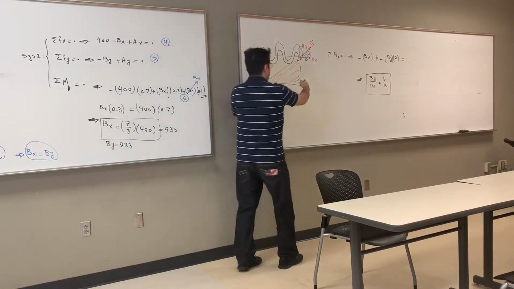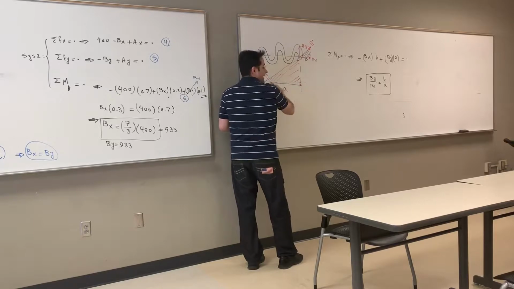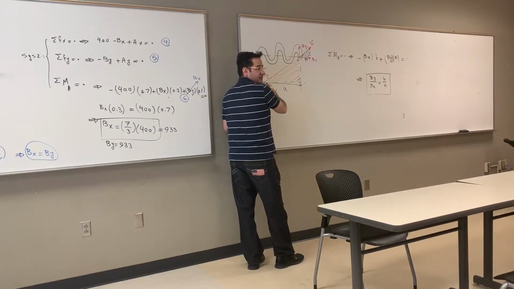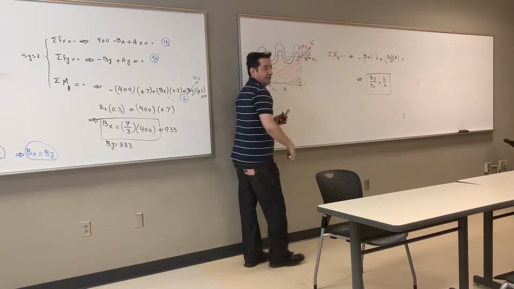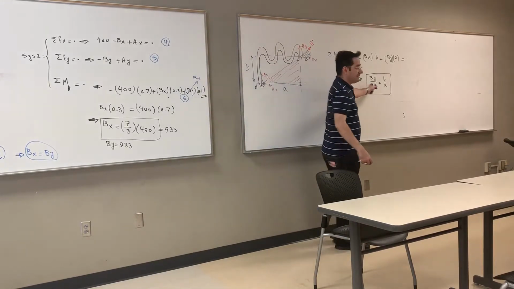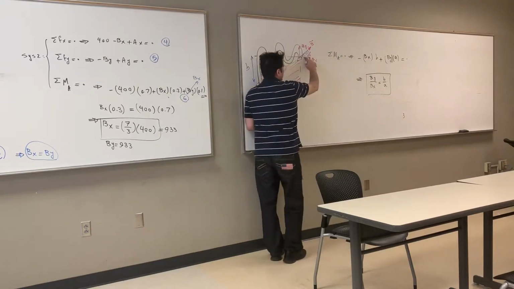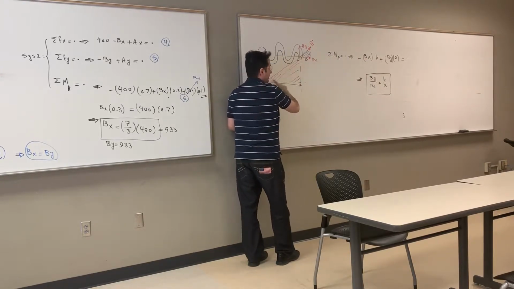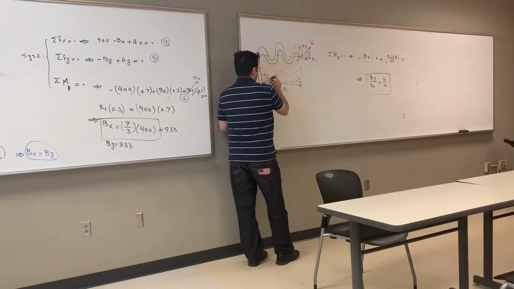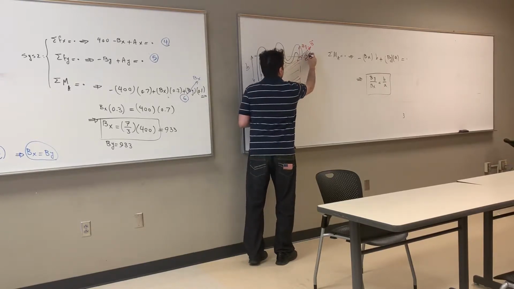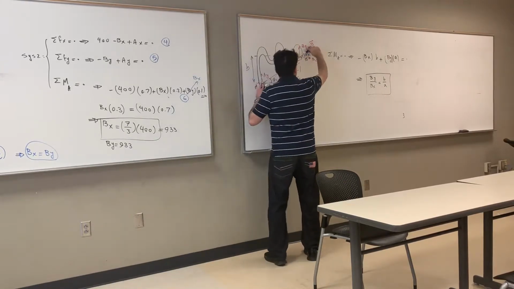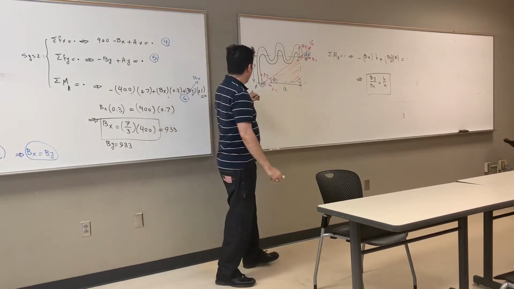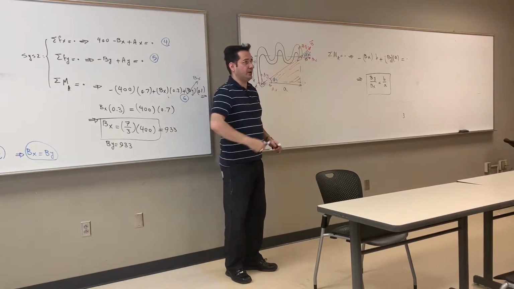So in this bigger triangle, By over Bx is the tangent of this angle. What about the tangent of this angle? By over Bx. So if the tangents are equal, these two angles are equal: theta 1 equals theta 2. That means the direction of force is aligned with this line going from A to B.